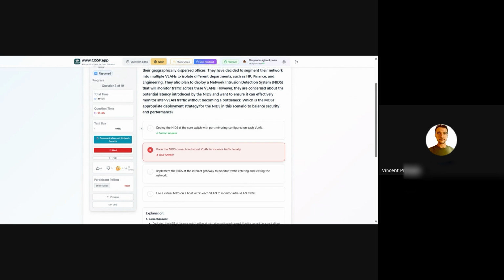I think he knew. So if I look at the question, the last line says which is the most appropriate deployment strategy for NIDS in the scenario to balance security and performance. So if you have your intrusion detection system on the mirror port, you don't affect the traffic or the performance of the systems. It is a passive way of filtering or identifying your traffic.